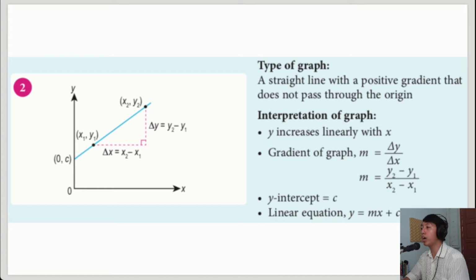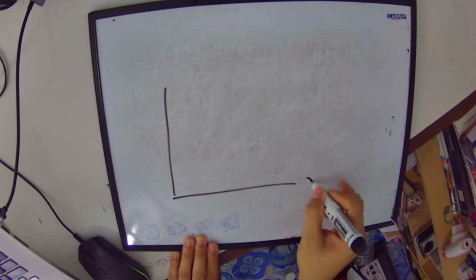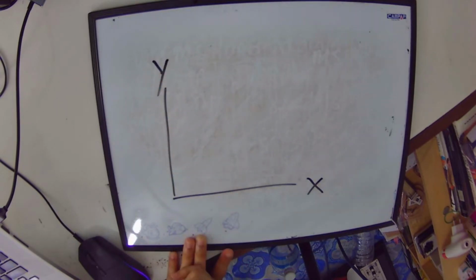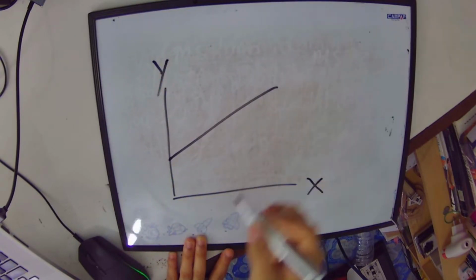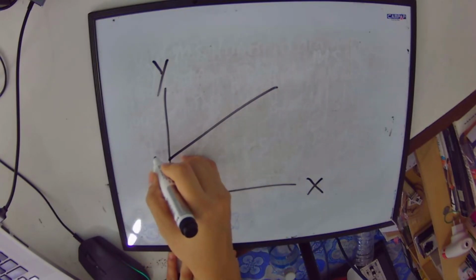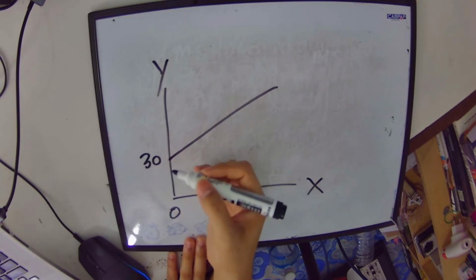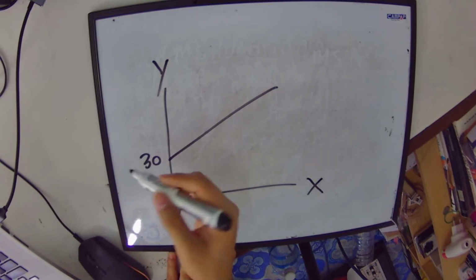Alright, and you have your y-intercept here. If we write it in a linear equation, we have y equals mx plus c. So if you have a question like this, then you might have a question that looks something like this. So you have x, and you have your y-axis, and you have a line here. So this point would be your y-intercept. So this is 0. This is maybe, let's say this is 30. I'm just choosing any random number right now.